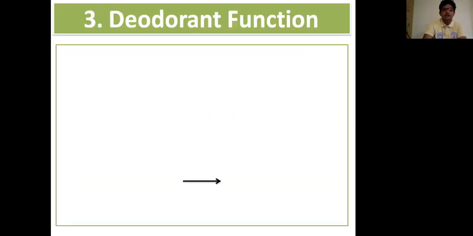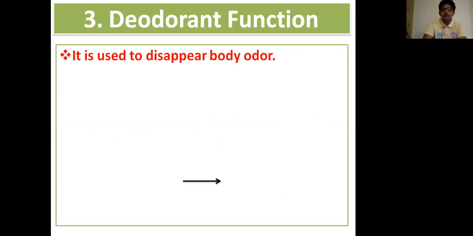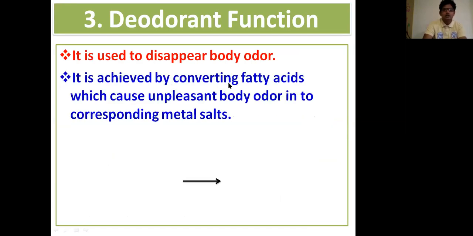Then the third function is the deodorant function. It is used to disappear body odor. The name itself indicates deodorant, which is used to disappear the body odor. It is achieved by converting fatty acids which cause unpleasant body odor into the corresponding metal salt.